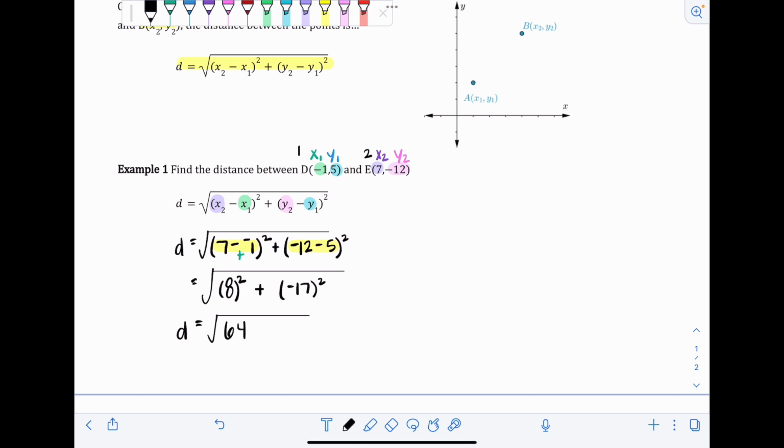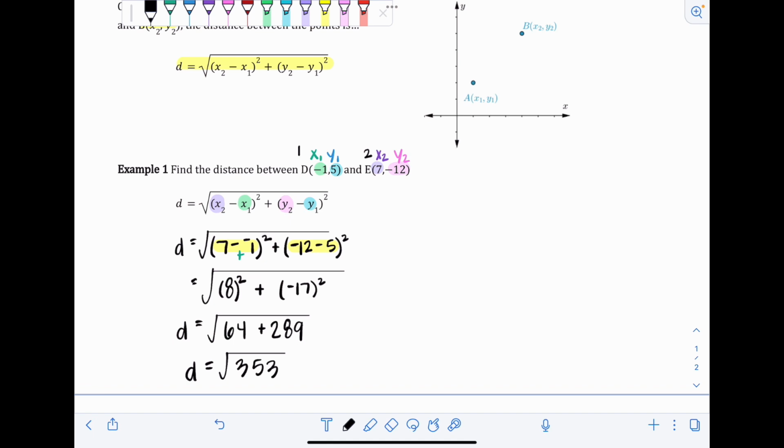And then -17 squared. You don't really have to worry about negatives when you're squaring, because a negative times a negative is going to be positive, so you can just do 17 times 17 if you're not sure what the square is. And it'd be 289. So -17 squared would be 289. And then now we can add that to the 64. So it ends up being d is the square root of 353. And then this one we're going to get a decimal approximation for.